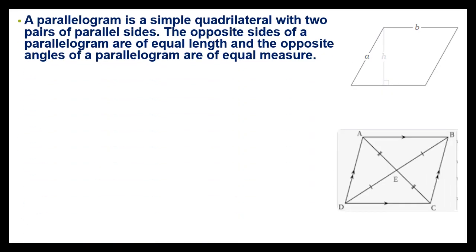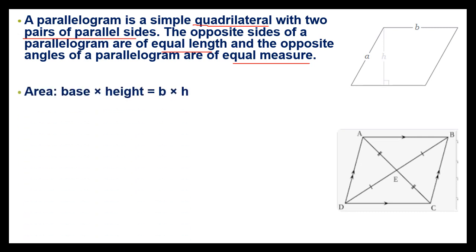What is a parallelogram? A parallelogram is a simple quadrilateral with two pairs of parallel sides. We know that a quadrilateral is a four-sided plane figure with four line segments. So this is the definition of a parallelogram. The opposite sides of a parallelogram are of equal length and the opposite angles of a parallelogram are of equal measure.